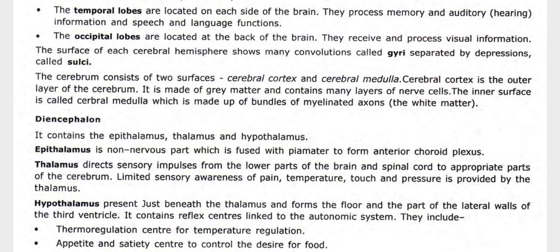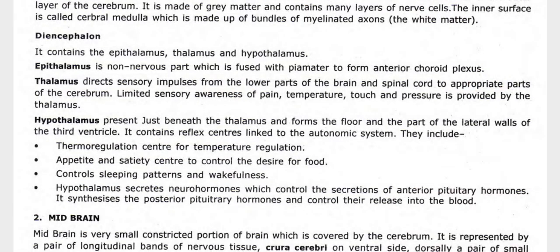Then the diencephalon. It contains the epithalamus, thalamus, and hypothalamus. The epithalamus is a non-nervous part which is fused with pia mater to form the anterior choroid plexus. Then the thalamus directs sensory impulses from the lower parts of the brain and spinal cord to appropriate parts of the cerebrum. Limited sensory awareness of pain, temperature, touch, and pressure is provided by the thalamus.